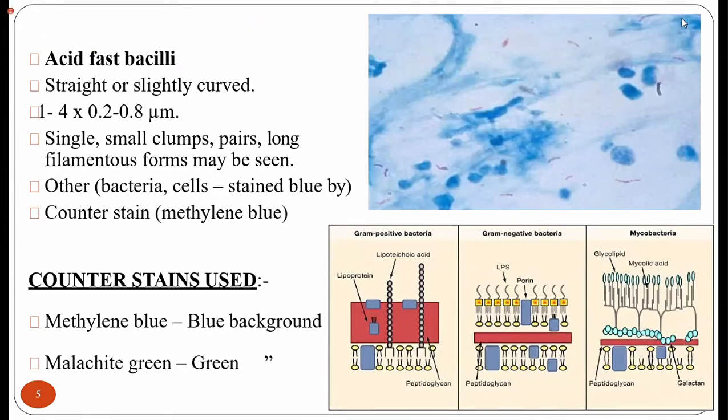Now, these are the structures, and I'm sure you know that from the basics. It contrasts the structures of gram-positive bacteria, gram-negative bacteria, as well as mycobacteria. For the counterstain we use either methylene blue, which gives a blue background, or malachite green, which gives a green background.